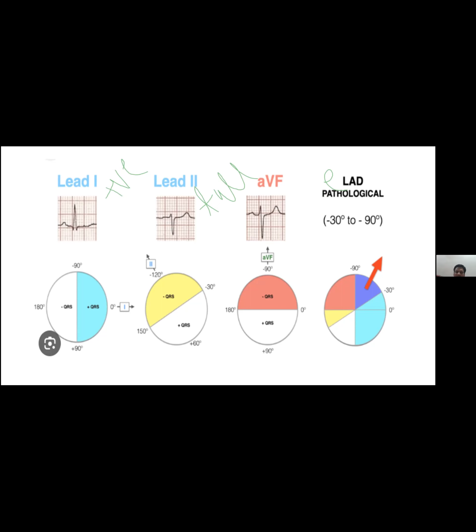As simple as that. And if the QRS complex is tallest towards lead 2, it means the patient has a normal QRS axis. Whichever the axis, the height of the R wave will be the tallest. As simple as that.